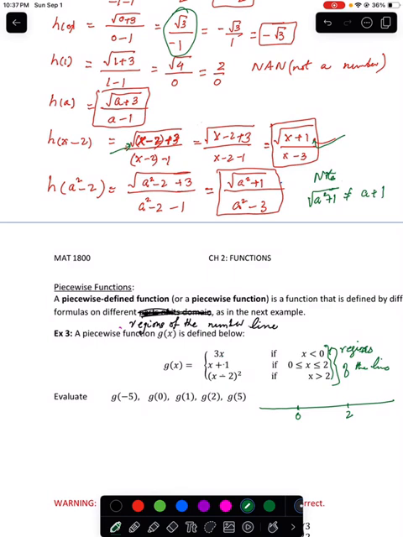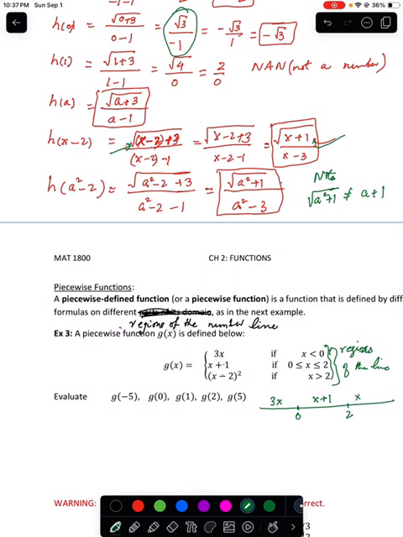So over in this piece, the function which we will be dealing with is 3x. Between 0 and 2, the function will be x plus 1. And from x 2 to infinity in the third region, our function is (x minus 2) whole squared.